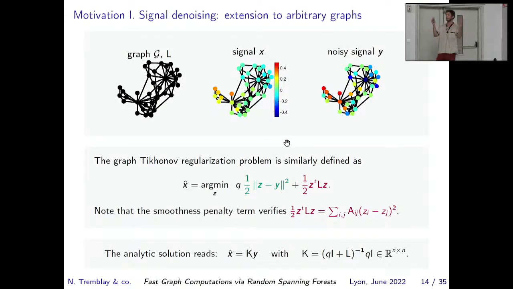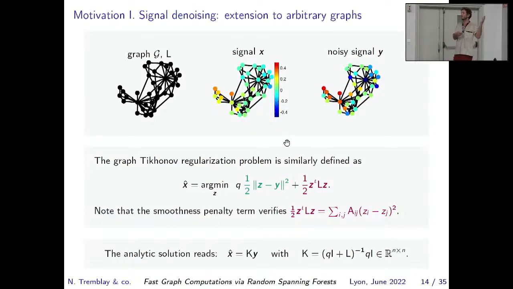So I have a graph, I have its Laplacian, I have a signal y, and I try to denoise it. I want to compute this. So I want to invert qI plus L. This takes, in general, in a naive way, let's say, it costs n cubed operations, where n is the number of nodes, to actually do this. In many cases, this is too much.